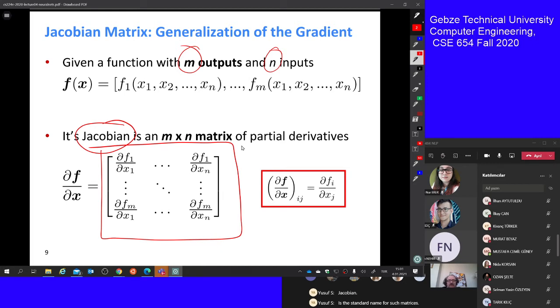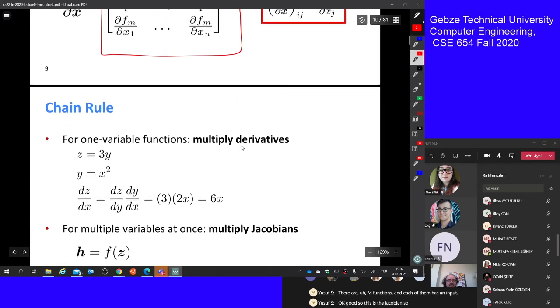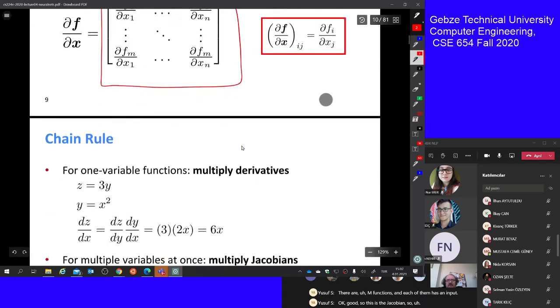And if you like to show it with this notation, the partial derivative of f with respect to x, then you put these indices, sub-indices ij here. Take the derivative of fi with respect to input xj. There are m functions and each of them has n inputs. Okay, good. So this is the Jacobian. You already know about this, just a reminder.